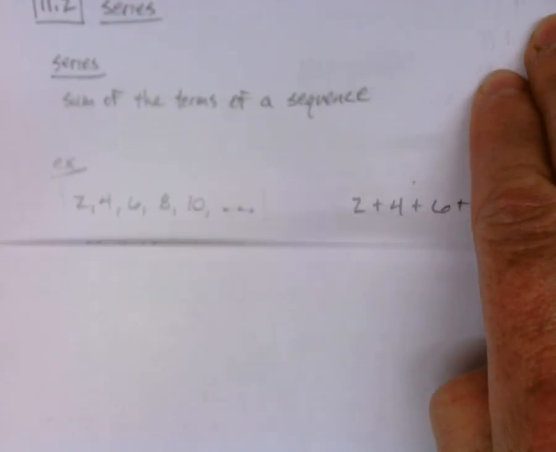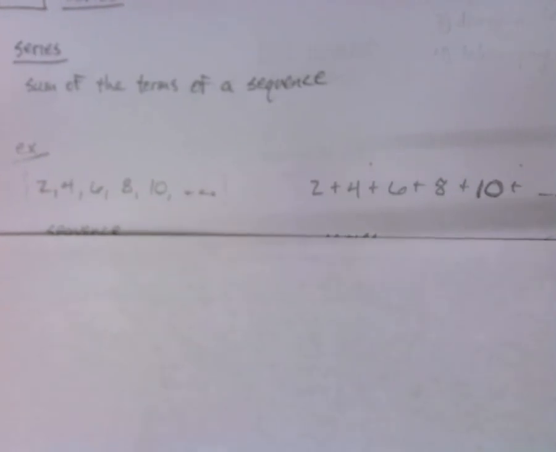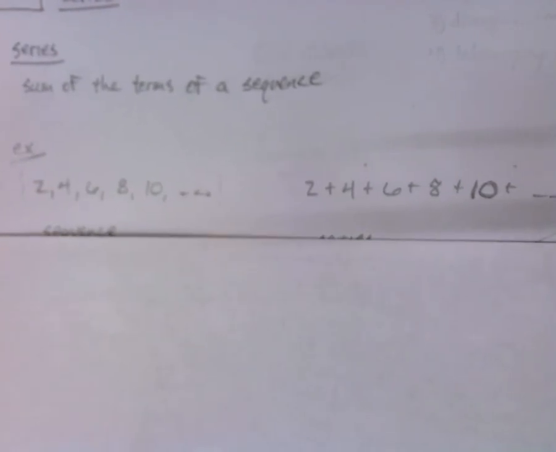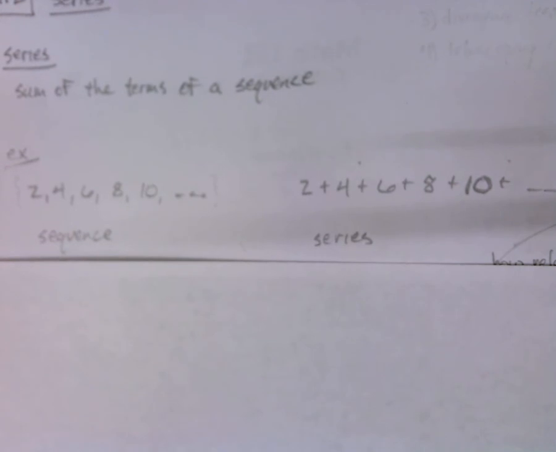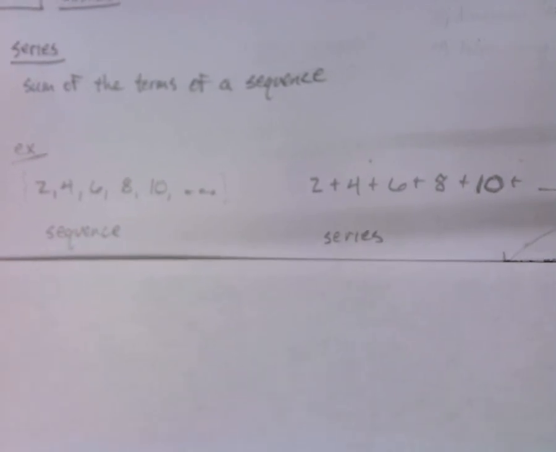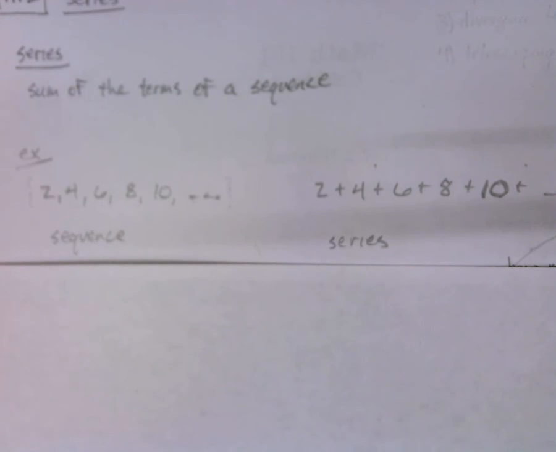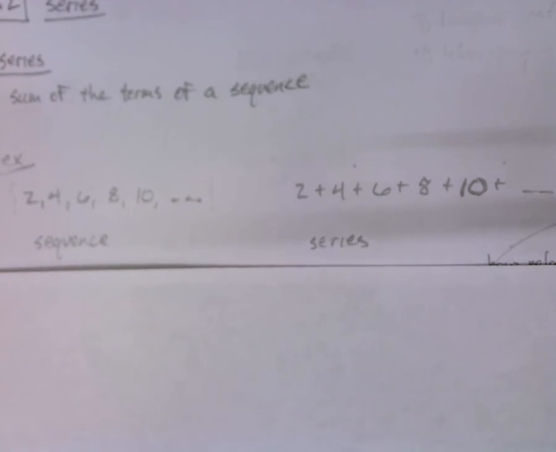So a quick example just to compare the two. Let's go back to that first example I showed you guys at the beginning of 11.1. A sequence may be 2, 4, 6, 8, 10, and so on, just a list of numbers. The corresponding series is when you're adding the terms: 2 plus 4 plus 6 plus 8 plus 10 and so on. Now this series is not very interesting. You're just adding bigger and bigger numbers.